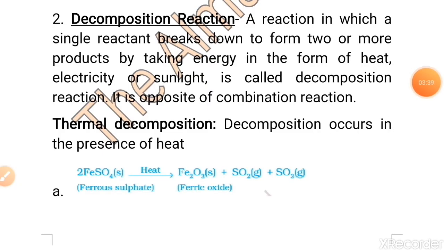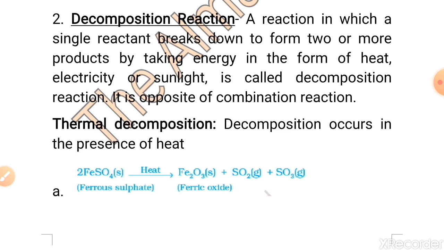Our next reaction is decomposition reaction. A reaction in which a single reactant breaks down to form two or more products by taking energy in the form of heat, electricity, or sunlight is called decomposition reaction. Students, one thing you have to keep in mind is that decomposition reaction is just opposite of combination reaction.